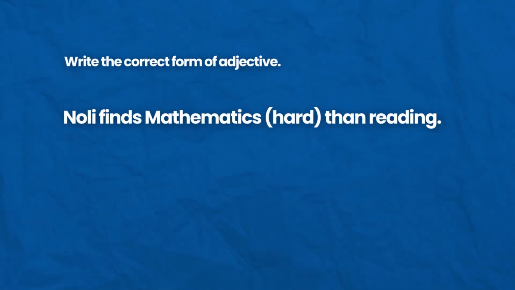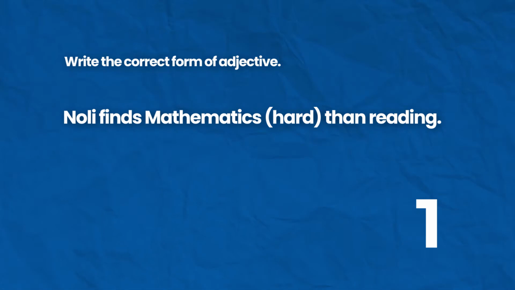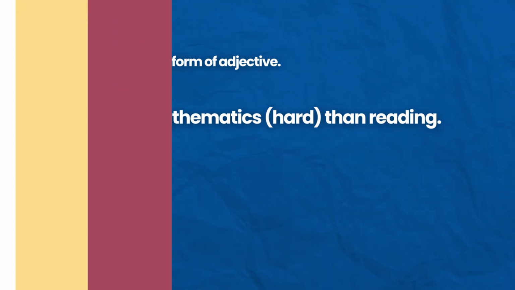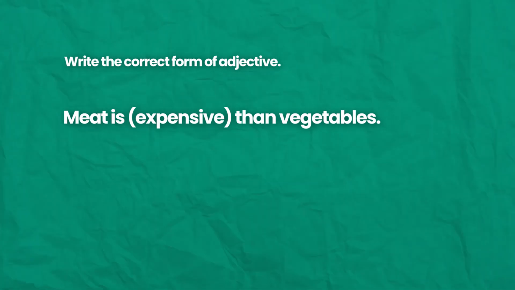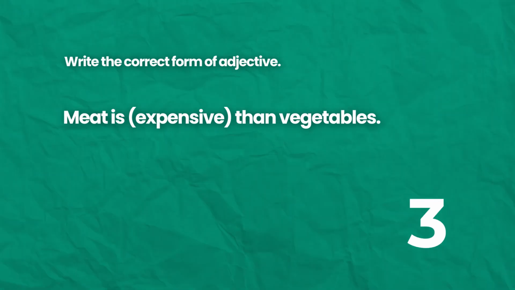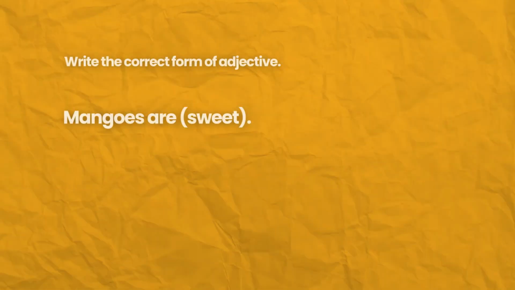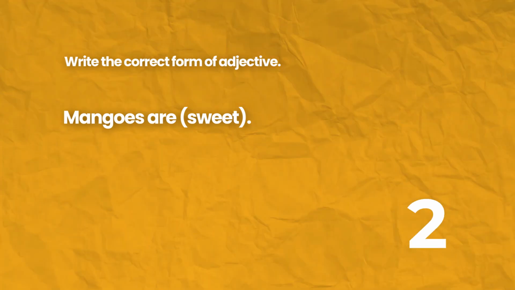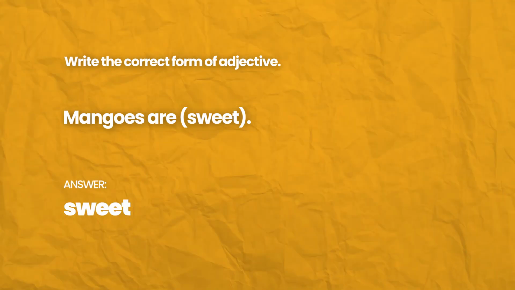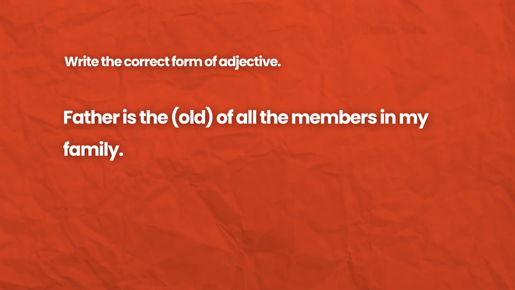Number 2. Noli finds mathematics hard than reading. Number 3. Meat is expensive than vegetables. Number 4. Mangoes are sweet. Number 5. Father is the old of all the members in my family.